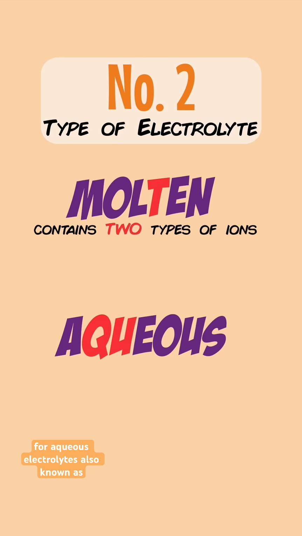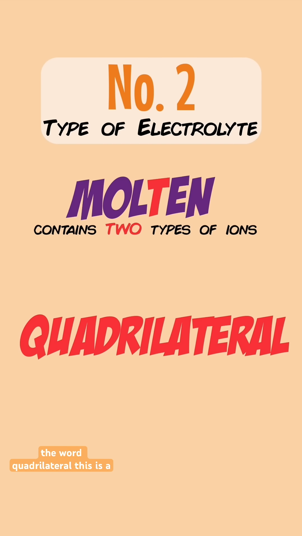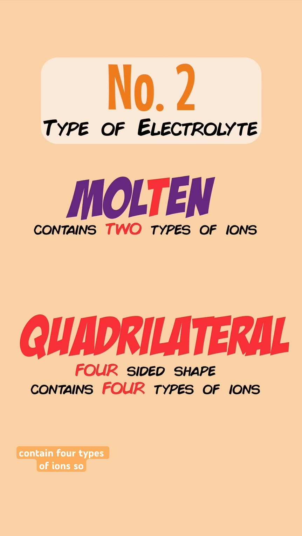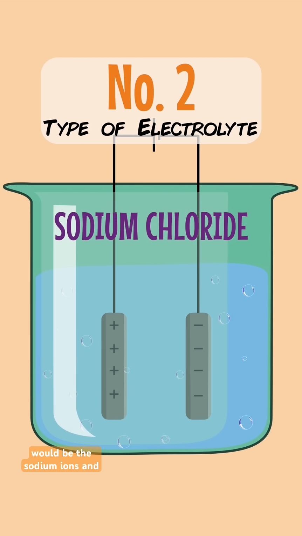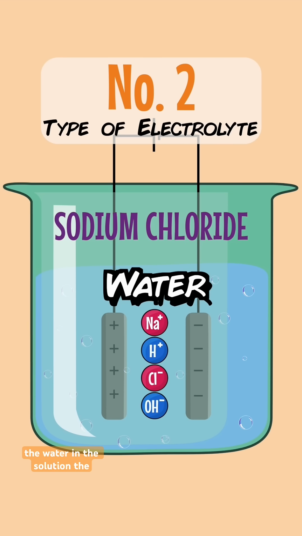For aqueous electrolytes, also known as solutions, use the QU to get the word quadrilateral. This is a 4-sided shape, and this reminds you that these types of electrolytes usually contain 4 types of ions. So for sodium chloride in solution, this would be the sodium ions and chloride ions, but also hydrogen ions and hydroxide ions, which come from the water in the solution.